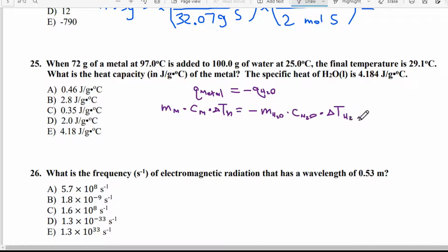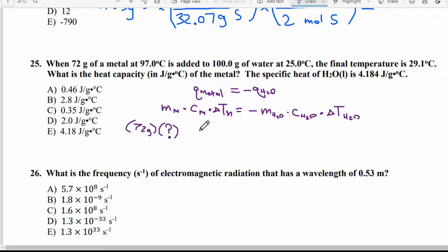At this point, all you have to do is plug in the information. What is the mass of the metal? 72 grams. What is the specific heat of the metal? I don't know. I'm going to just call it question mark, because that's actually what it's asking for, right? It says heat capacity, but the truth is it's specific heat capacity. When they say specific heat, it's actually short for specific heat capacity.